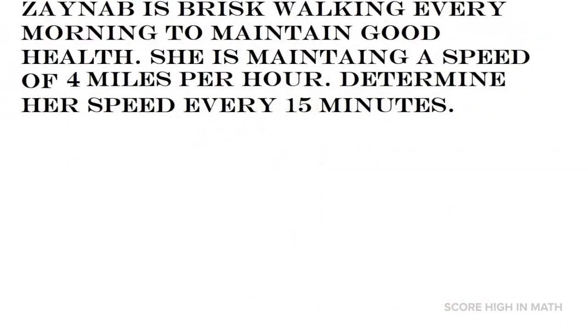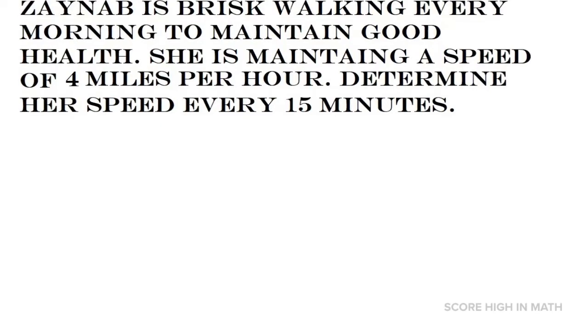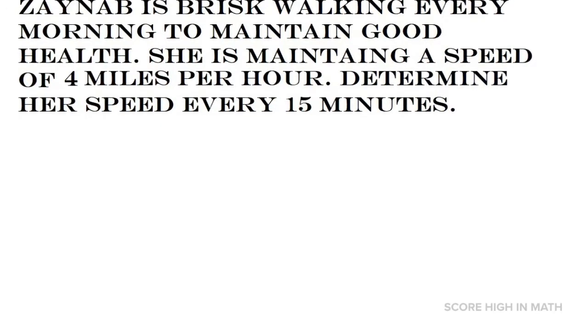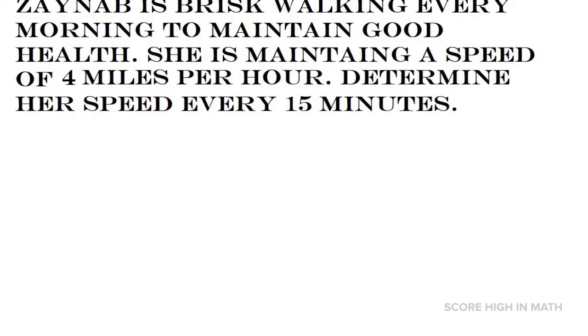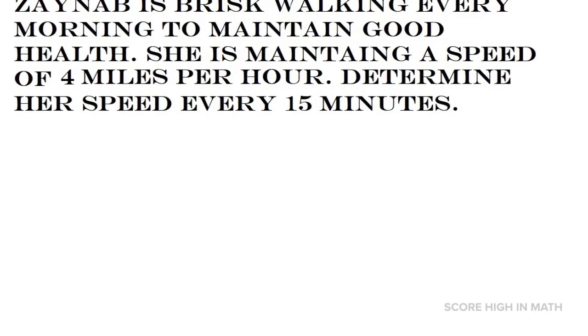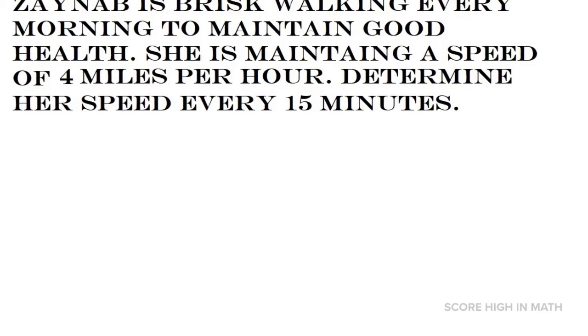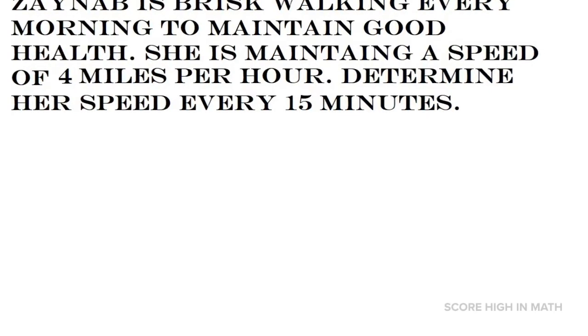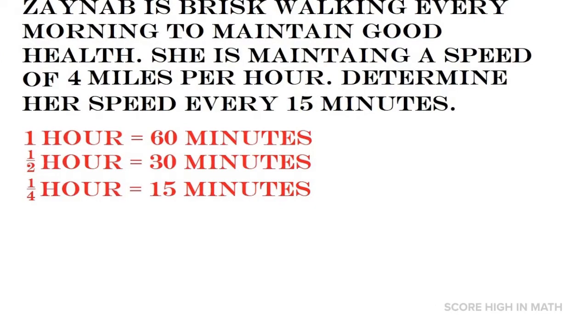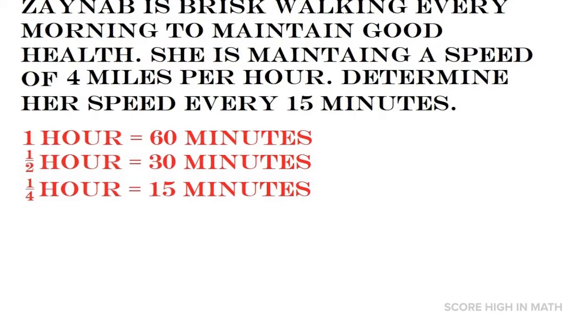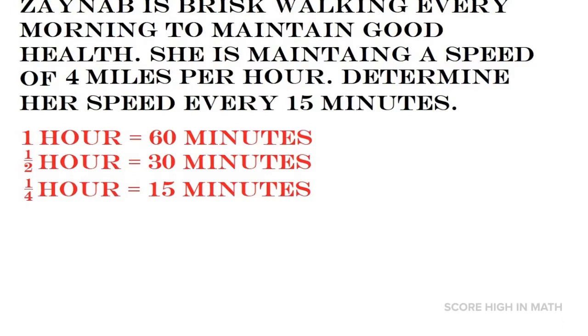Let us work on another example so that you can understand it well. Zainab is brisk walking every morning to maintain good health. She is maintaining a speed of 4 miles per hour. Determine her speed every 15 minutes. We are given 4 miles per hour, but we are asked to determine her speed every 15 minutes.